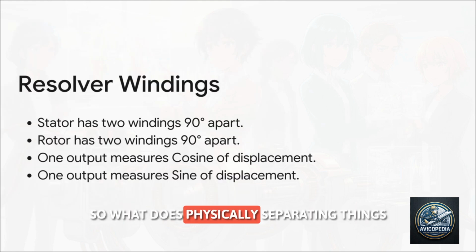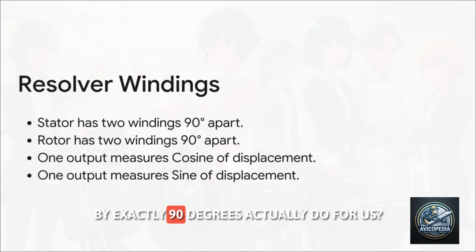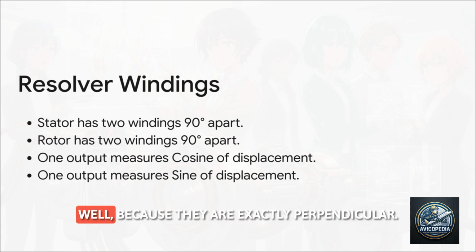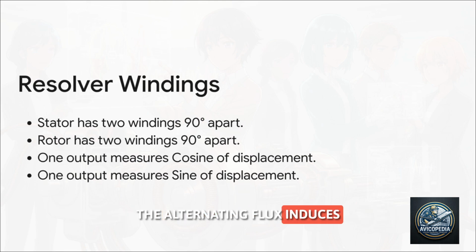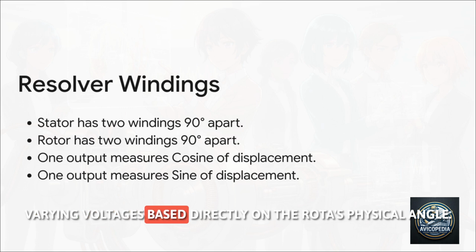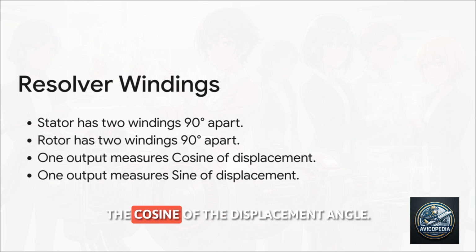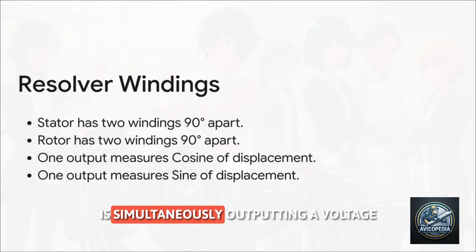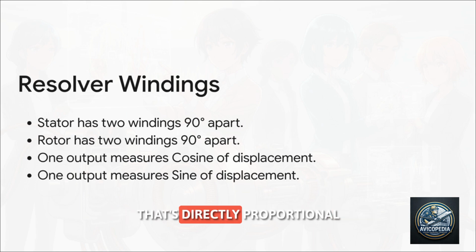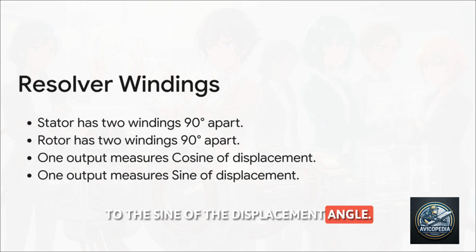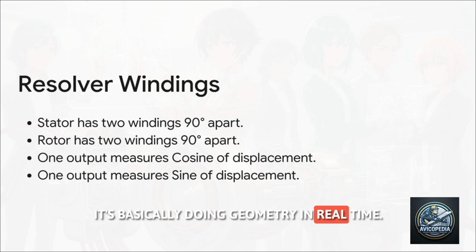So what does physically separating things by exactly 90 degrees actually do for us? Well, because they are exactly perpendicular, the alternating flux induces varying voltages based directly on the rotor's physical angle. Specifically, the voltage across one winding naturally rises and falls to directly measure the cosine of the displacement angle. Meanwhile, the other winding is simultaneously outputting a voltage that's directly proportional to the sine of the displacement angle. It's basically doing geometry in real time.